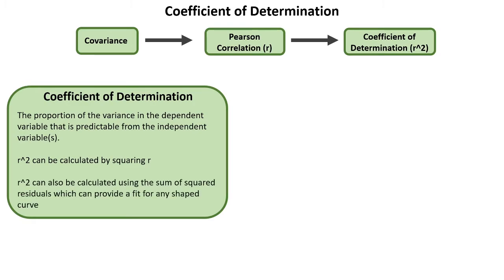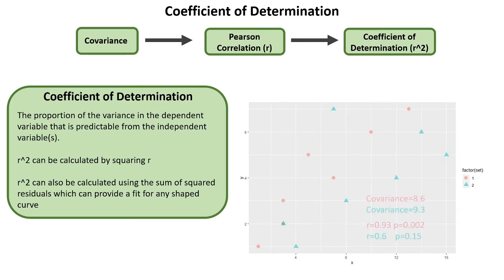R squared can also be calculated using the sum of squared residuals, which we'll go over in a second. And that has the advantage of being able to provide a fit for any shape, not just a line. But in this case, let's talk about it in relation to the Pearson correlation. So here's our data that we've been dealing with. We have a covariance, we have our R's, which are Pearson correlations, p-values, right?